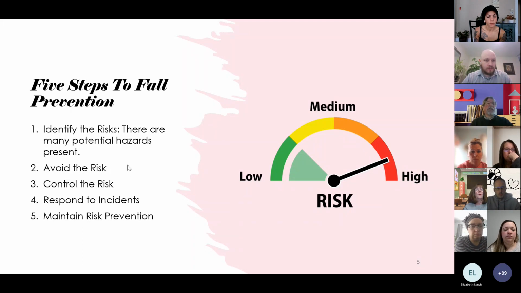So the next step, of course, is to figure out ways to avoid the risk that we've identified, figure out ways to control the risk. If it can't be avoided, we can do other things. We want to make sure that we promptly respond to incidents when they occur, to reduce the risk of them occurring again as best we can, and then monitor to make sure we're maintaining risk prevention. Pretty simple.